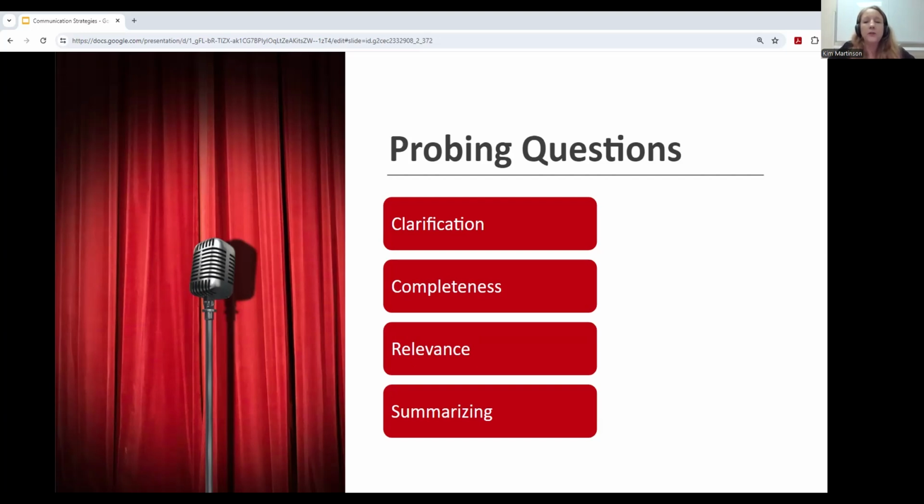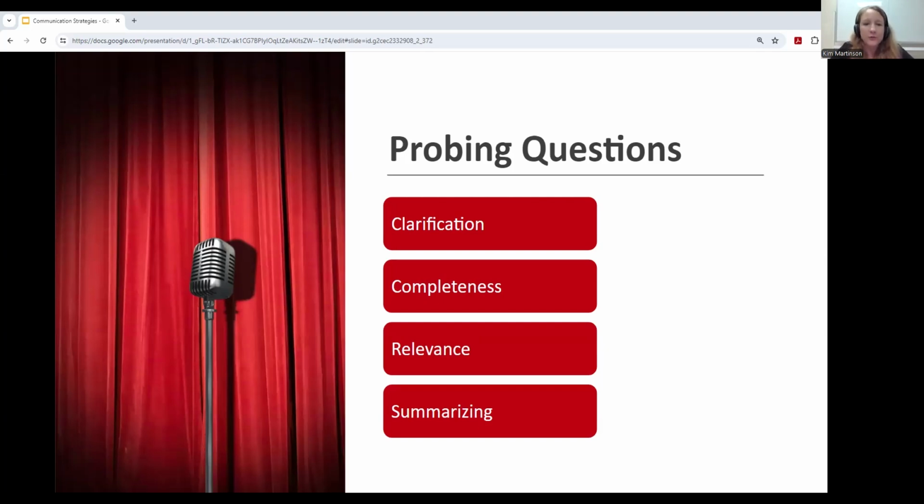And then determining relevance. This category will help you determine how or if a particular point is related to the conversation at hand. It can also help you get the speaker back on track if he's gone off on a tangent. Some good ways to frame relevant questions are, how is that like blah, blah, blah, or how does that relate to blah, blah, blah. Or you can actually just be a little bit more direct and say, can we come back to what we are talking about? You're directing the audience back to the initial conversation.